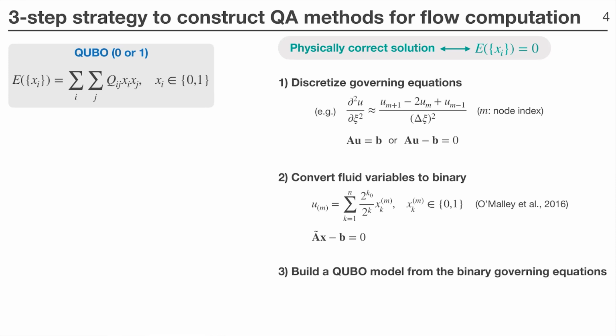Now, the third step is to build a Kubo model from the binary governing equations. What we do in the third step is simple: just square this equation, because the Kubo model is a quadratic equation. We just square this binary governing equation and set it as the cost function. That's it.